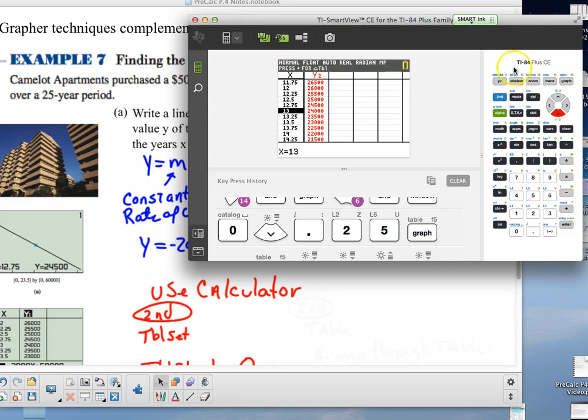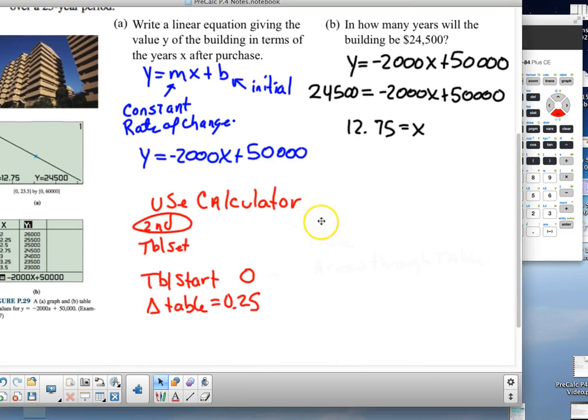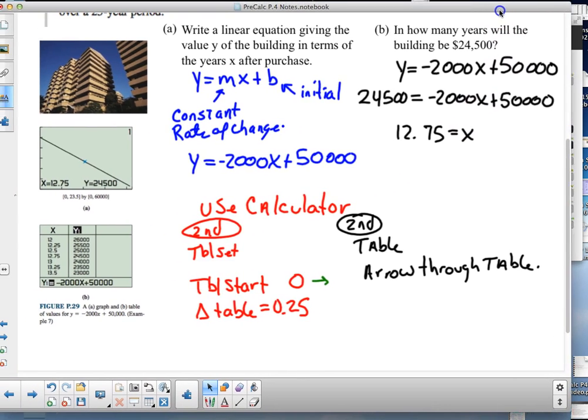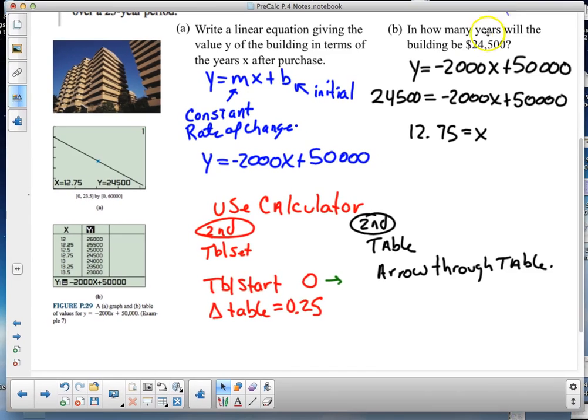So I've shown you the table set. I've shown you how to access the table. I've shown you how to change your steps on your table, okay, as we're going through that for your table set and everything else. And that information's right here. And second, table, arrow through the table, and I can get there and make those things happen. So be familiar how to work with your calculator in these situations so things can happen for you, okay? But I have also showed you how to do it algebraically, and look at the picture graphically on your calculator.